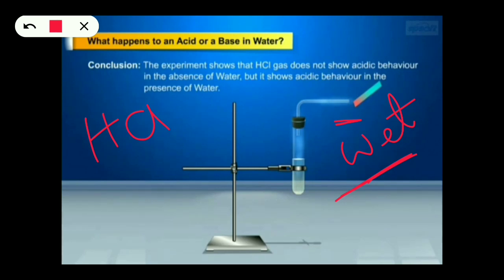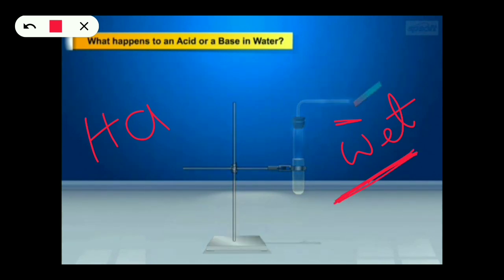How do you know that it is not showing its acidic properties? Because the blue litmus paper is not changing into red when you keep it dry. Immediately after you put a wet litmus paper, which contains some water inside it, that water reacts with this HCl gas and it splits into H plus and Cl minus ions, and thus it shows its acidic properties. So from this experiment we can say that HCl is showing its acidic properties in the presence of water.